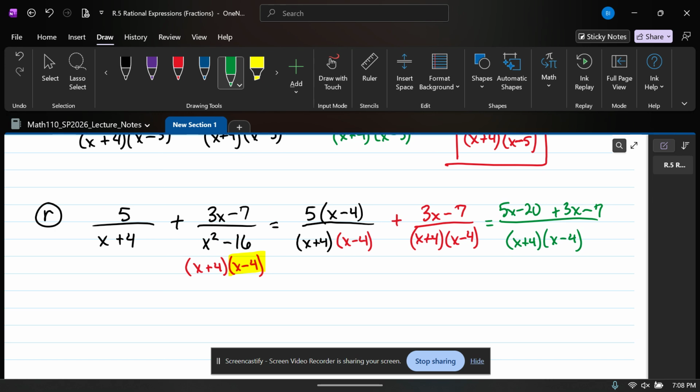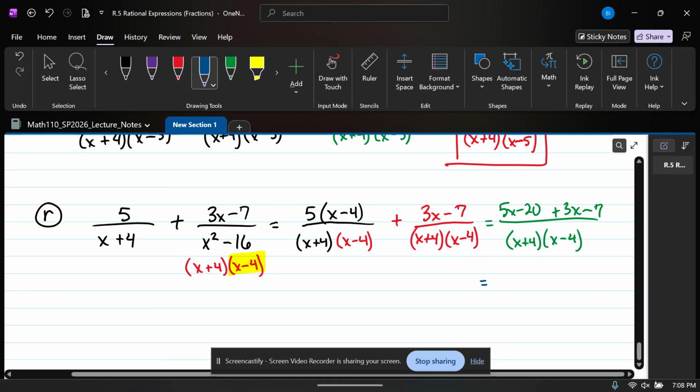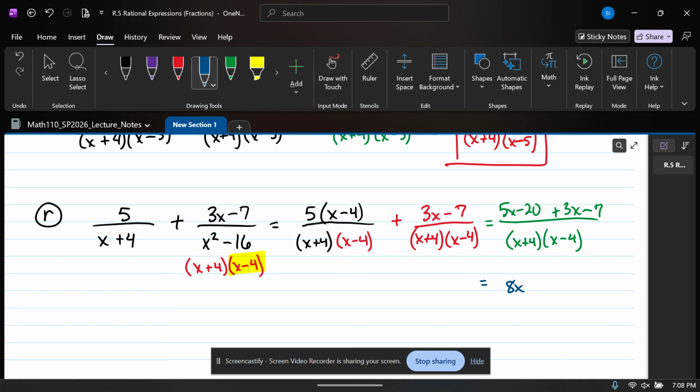I'm writing out every single step here. You obviously can do steps all at once there. I actually advise you to do that just because you can. And now we're going to put like terms together. 5x plus 3x is 8x. Negative 20 and negative 7, negative 27. And then I have x plus 4, x minus 4 on the bottom.